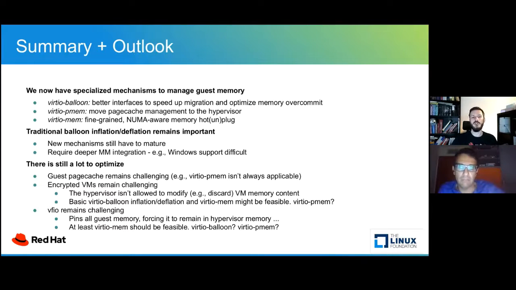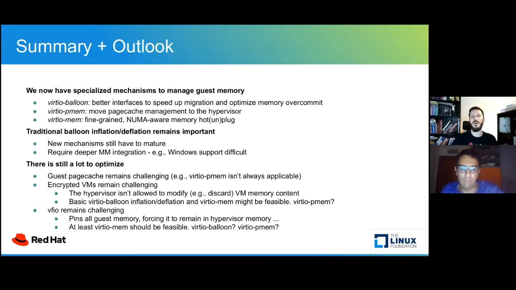Also, encrypted virtual machines remain challenging. I think this item hasn't really been tackled yet, but it's certainly stuff for the future because the hypervisor isn't really allowed to modify content of your virtual machine. So what most of our mechanisms do is they discard, for example, memory to optimize, and that is not possible. So it requires some kind of coordination with the guest or with the encrypted VM setup. I think that virtio-balloon inflation and deflation should be feasible. Virtio-mem should be feasible. I'm not so sure about virtio-pmem because we're mapping some content into our guest, which is unencrypted, and that might be an issue.